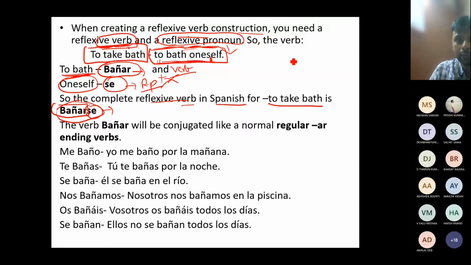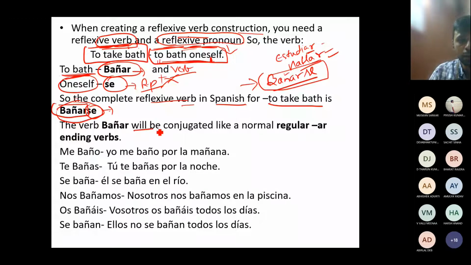Original form of the verb, like you have estudiar, hablar, all these are original form of the verb. Similarly, bañarse is the original form of the verb. But while using this verb bañarse, we are not going to use it in the same way. You have to change the form, like you had these verbs also. Estudiar became estudio with first person, hablar becomes hablo. So same way things will happen with the bañarse also.